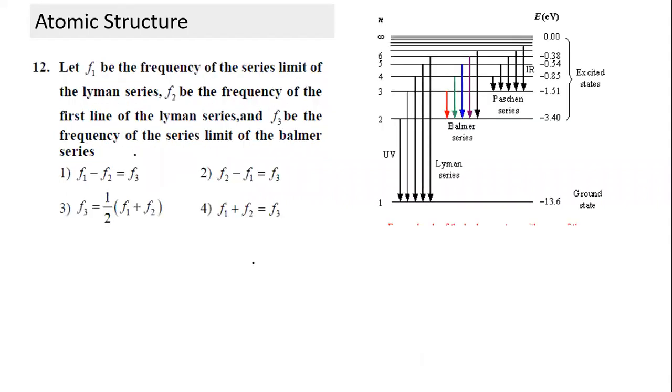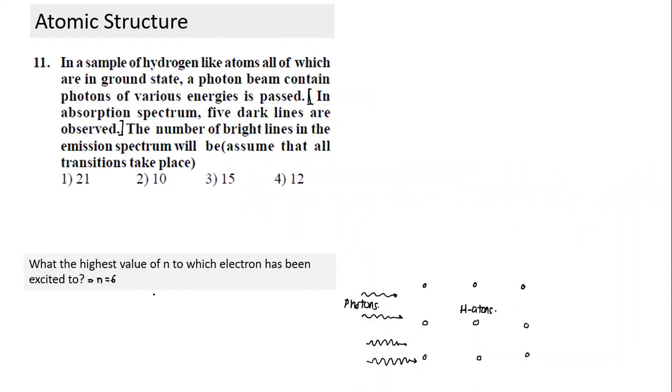If I look at this question in terms of the figure, this is n equal to 6. And if it is excited to n equal to 6, what is the number of emission lines? In the emission spectrum, we see 6C2 lines when it comes back. This is absorption and this is emission. Emission will be 6C2. And what is 6C2 equal to?